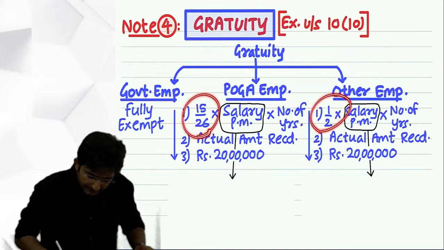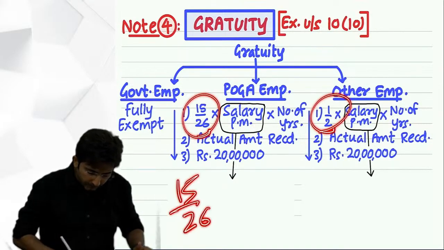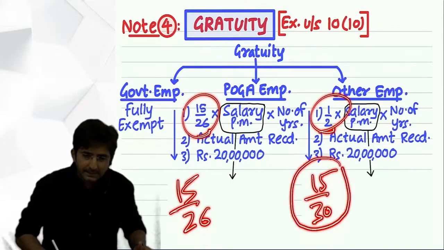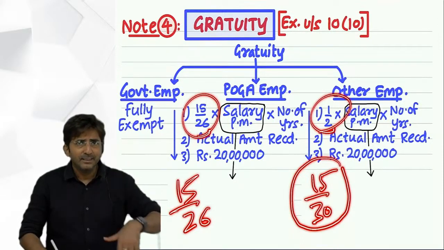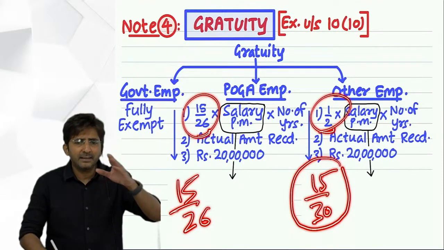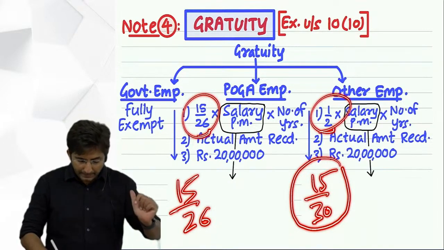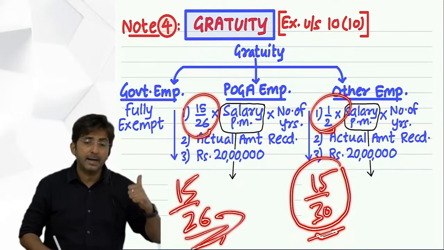Actually speaking, wait. This and this are the same. But here it is 15 upon 26, and here 15 upon 30. But 15 upon 30 sounds funny. In maths, you can cancel: 15 cut, 30 cut, 1 upon 2, it becomes half. But you know why there is a difference in the thinking? Here the month is 26 days, there the month is 30 days. Why?